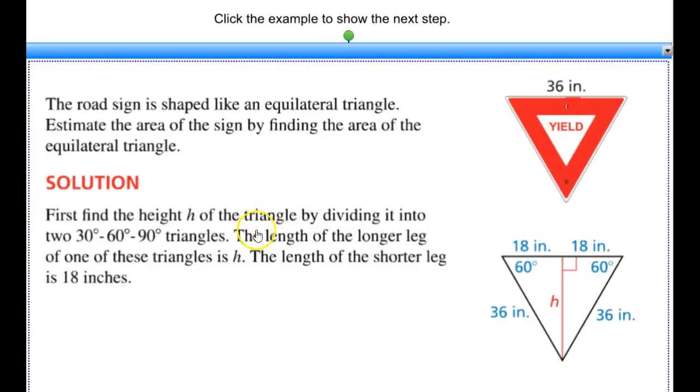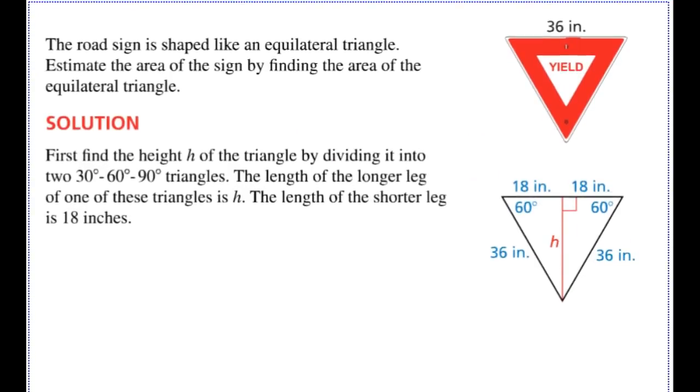So here's what I have to do. First I have to find the height of this triangle, because I can't find the area of a triangle without the height. In order to do that, I just divide it in half. Again, I see that this is a 30, 60, 90 triangle, and I know that because in an equilateral triangle, all angles are 60 degrees. So if I cut this one in half, that becomes 30 degrees.